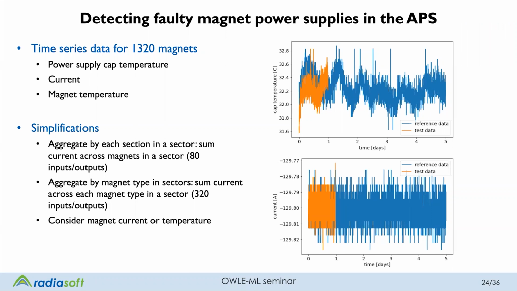And then the other thing was, can you aggregate by magnet type in a sector? So there's 4 types of magnets: horizontal correctors, vertical correctors, quadrupoles, and sextupoles. So now you quadruple your number of inputs and outputs, but it's still a bit simpler. It might be easier to learn, and it might be able to answer this question of, will a magnet fail and will it fail at a certain time? And if you can reduce the search problem down to 4 magnets, that's still better than 1 in 1320. So that was some of the motivation behind trying to simplify it a little bit.